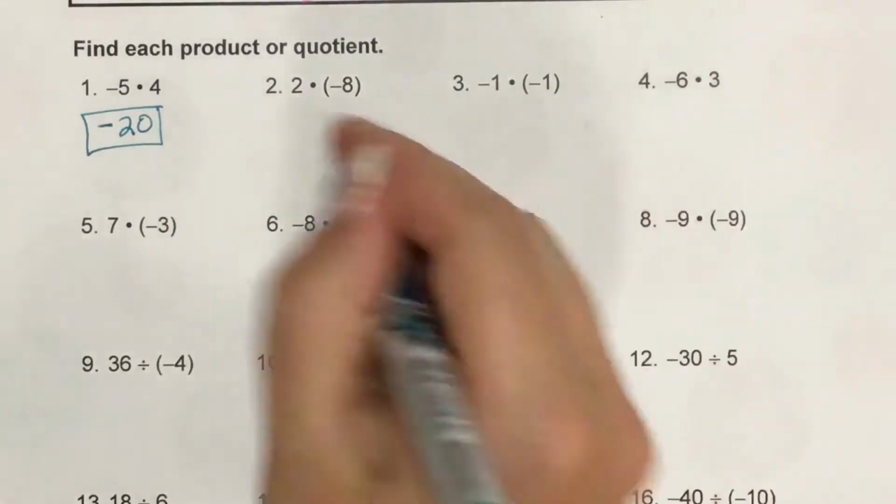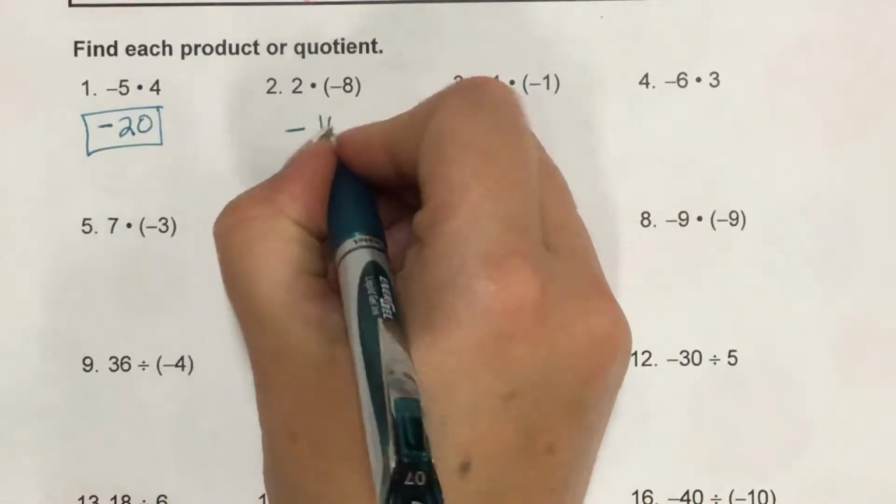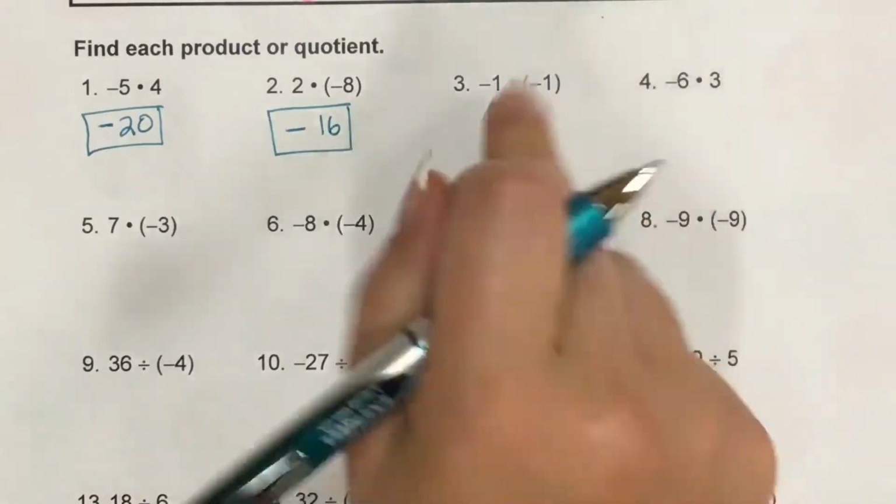The signs are different, which means our answer is going to be negative. And then you just go 2 times 8, which is 16. So there you go. All right, let's go into number 3.